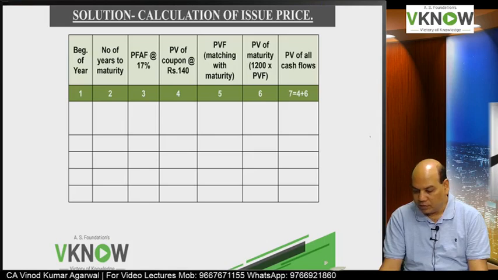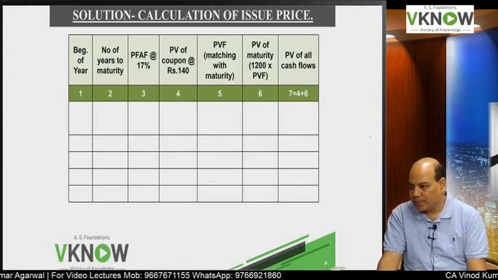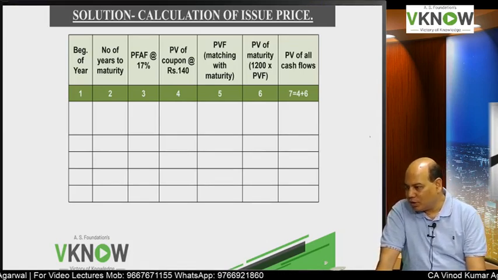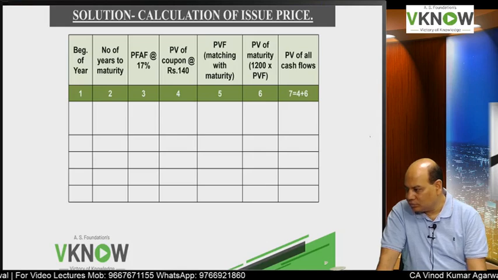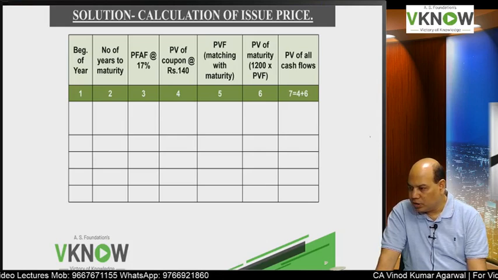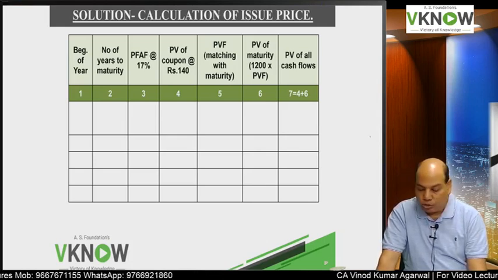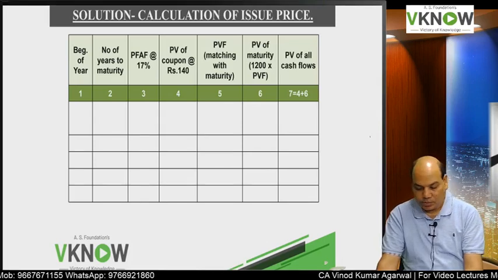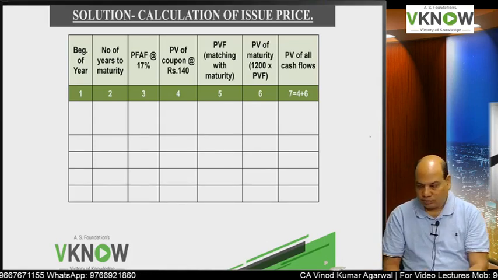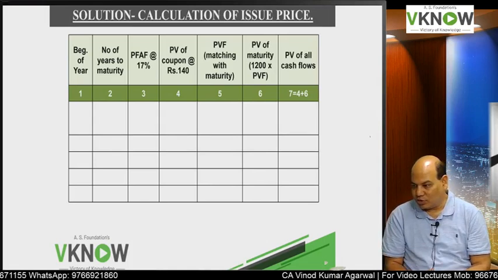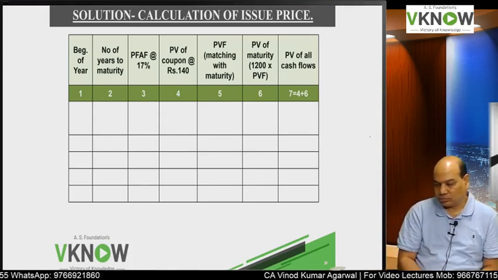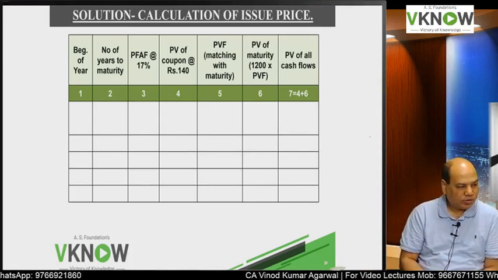Then write down present value of coupon at rupees 140. Then write down present value factor, in bracket maturing, matching with maturity.